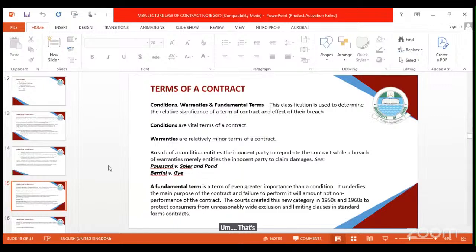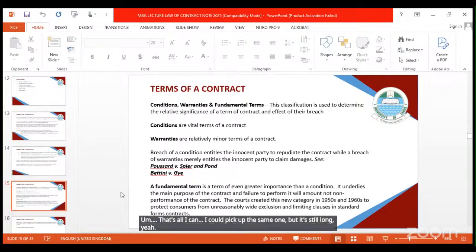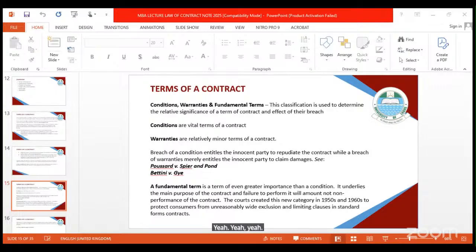That's all I could pick up. There's still more, but it's still long. Yeah, so thank you. Who else wants to add to what Her Excellency has said? Any other person?